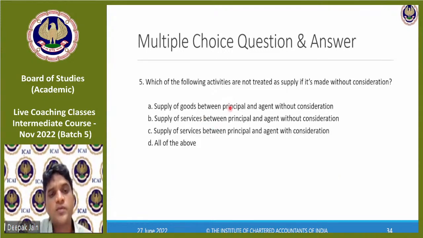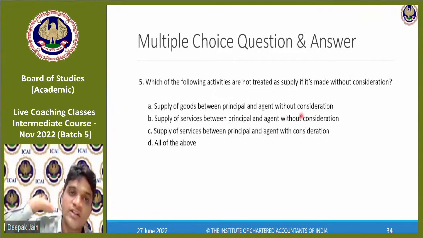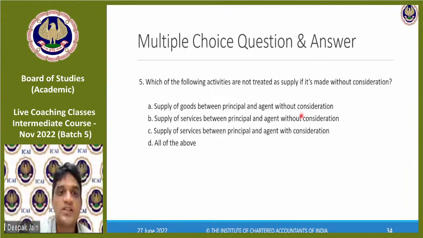Generally, supply of goods between principal and agent without consideration is covered under Schedule 1. Supply of services between principal and agent with consideration need not get covered anywhere, because there is consideration. Supply of services between principal and agent without consideration is not treated as supply, because supply of services is not there under Schedule 1. What is there under Schedule 1 is only supply of goods.